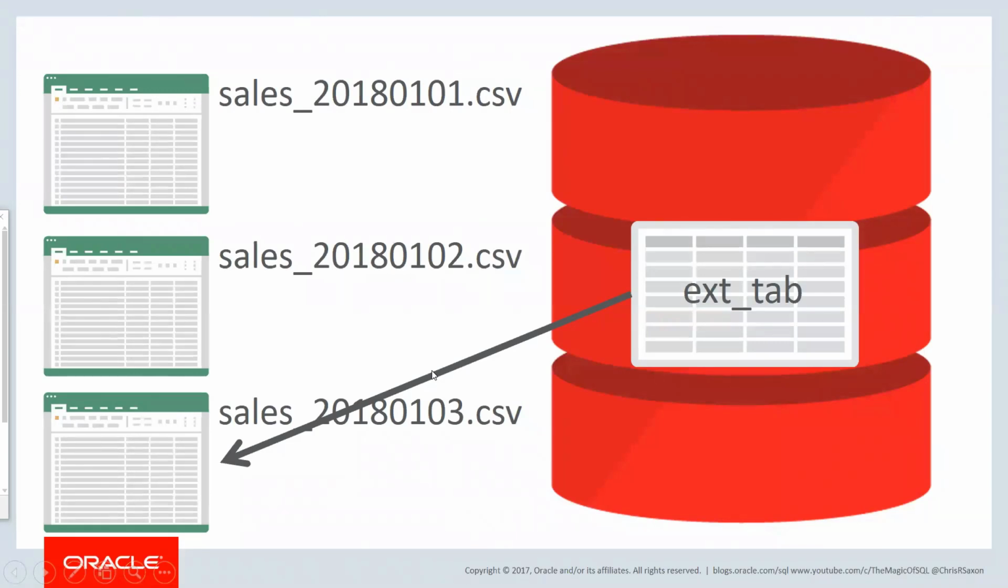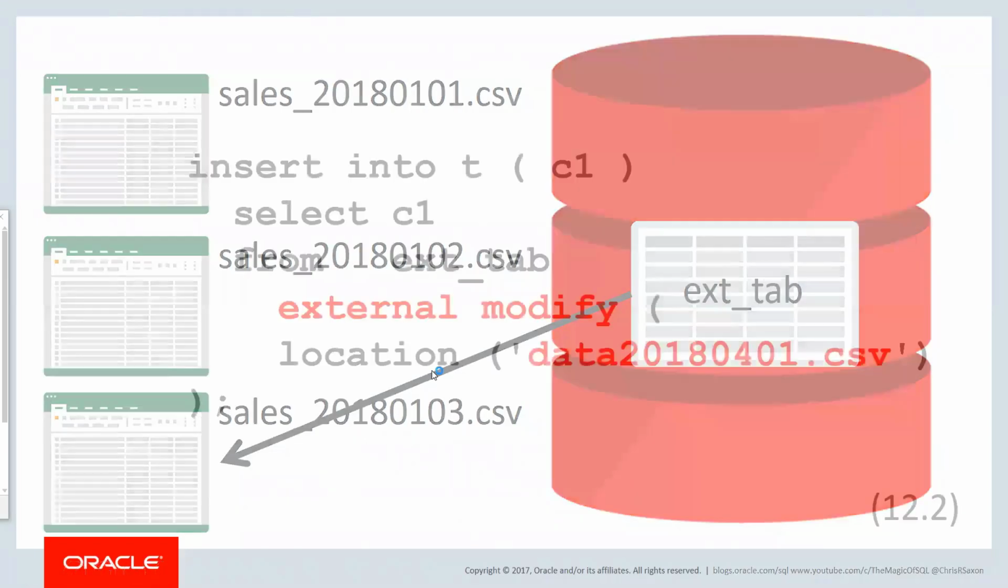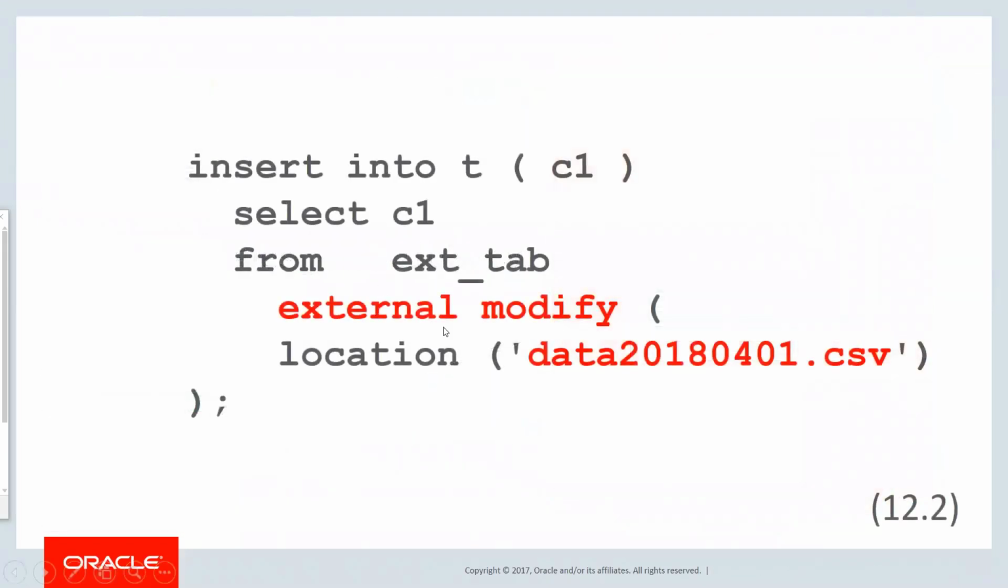Luckily, in 12.2, we introduced a new feature which makes this a whole lot easier. And this is something I really like. It's called External Table Parameter Override. What this allows you to do is, at the individual query level, point an external table to a new location. We can do it with something a bit like this. We've got this external modify clause that says we are specifying new parameters. So you can change the location, as in the actual file, the directory, the reject limit, and you can change where the log files and bad files go like this.